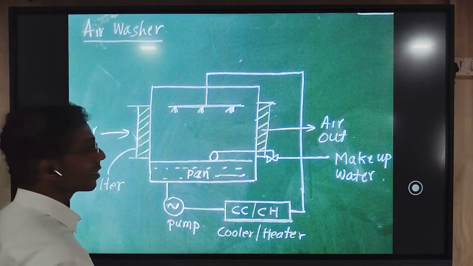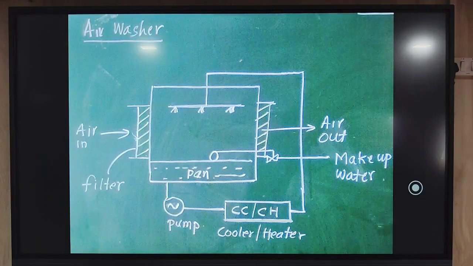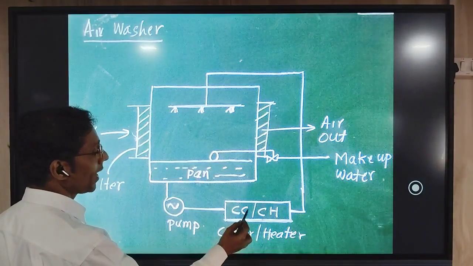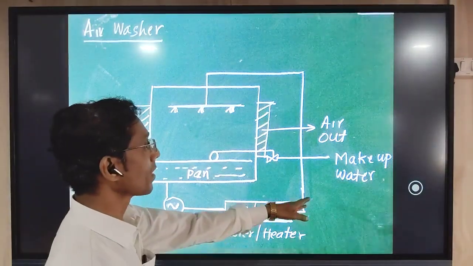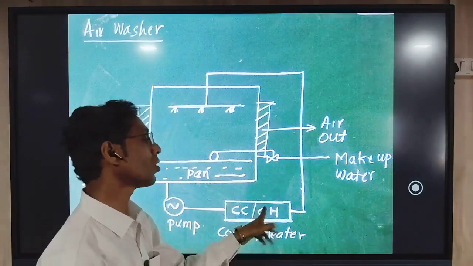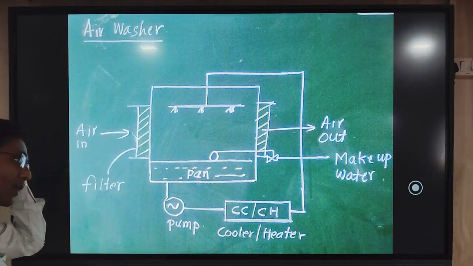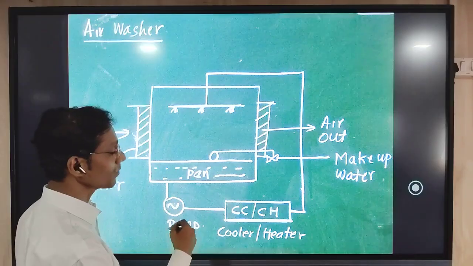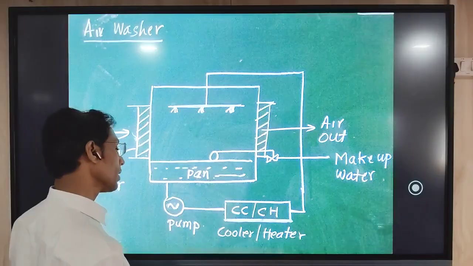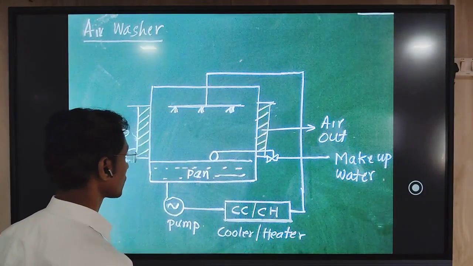Along with the humidification, if we want to decrease the temperature, then we have to operate the cooling coil, and if we want to increase the temperature of the air which is coming out, then we have to operate the heating coil. So based on the requirement of decreasing or increasing the temperature, a cooling coil or heating coil is provided. So it is a cooler or heater.